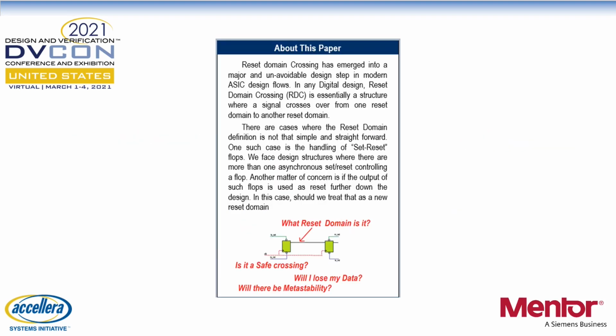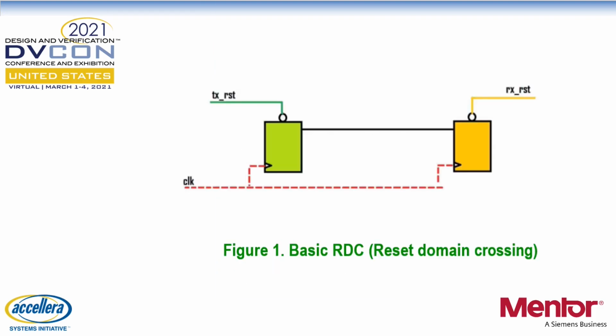This paper tries to solve a particular problem faced by design engineers trying to clean their design for reset domain crossings. Every reset signal in a digital design which can assert asynchronously, independent of any clock, is called an asynchronous reset. All flops using the same asynchronous reset in a digital design correspond to a reset domain. So if a signal generated by a flop in one reset domain is captured by a flop in another reset domain, such structures are called reset domain crossings.